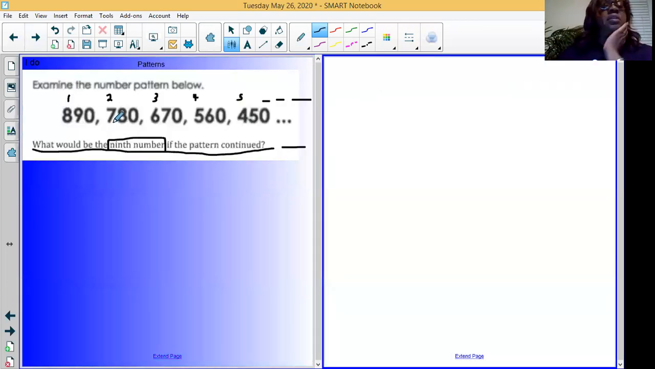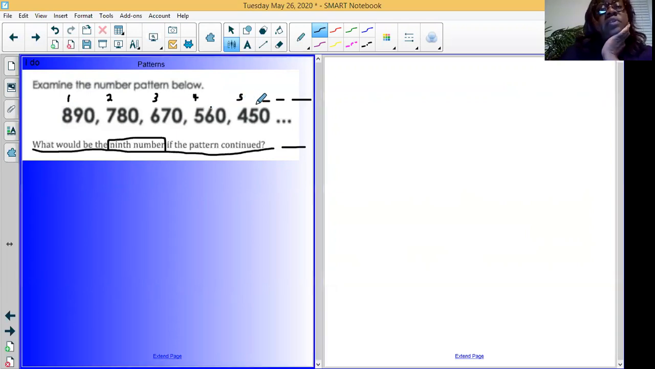So here we see that we have 890, 780, 670, 560, 450. Let's look at our hundreds place. We have an 8, a 7, a 6, a 5, a 4. So we notice that our hundreds place is decreasing, meaning going down. It is decreasing by 100.